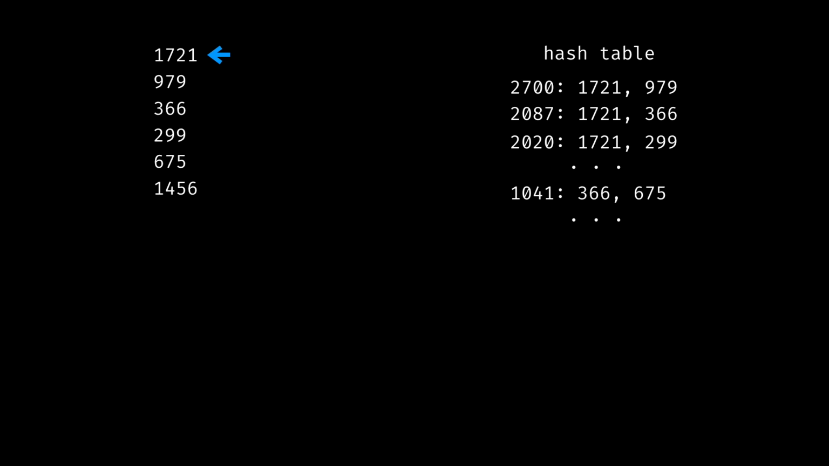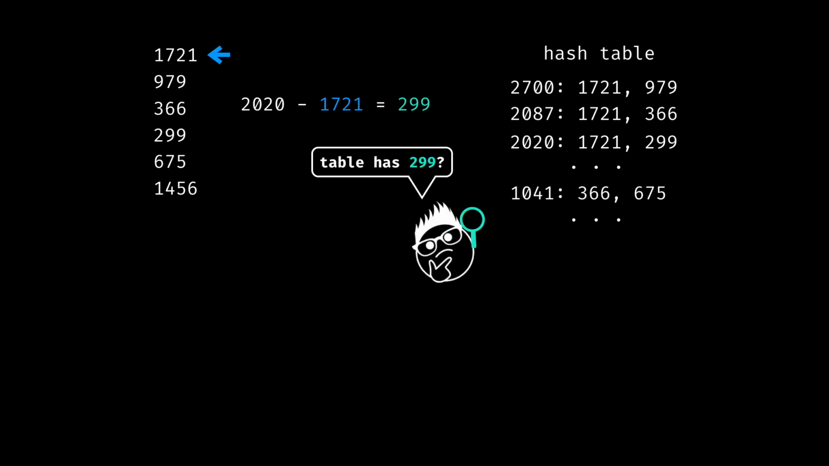What I can do is take that number and subtract it from 2020. If I subtract it from 2020, then I get 299. And I can check, is this 299 inside of my hash table? In particular, I really want to know, is 299 a key of the hash table? So I don't really care if it's a value.